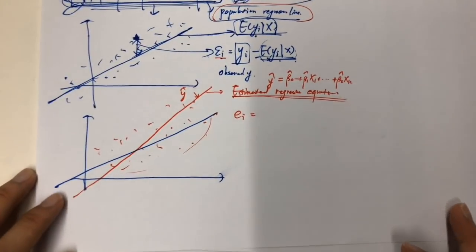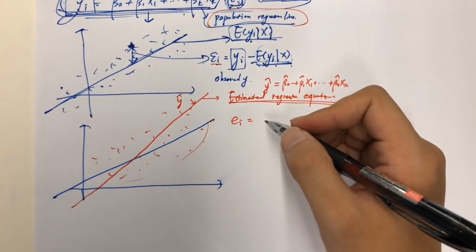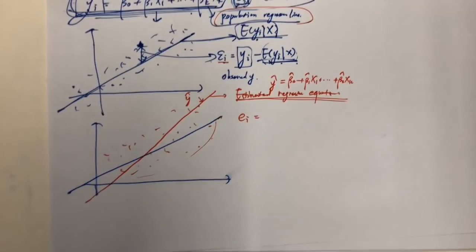Sorry, with all hats over here. Oh, 20% battery remaining. Great. All right. So ei is, oh, what's wrong?